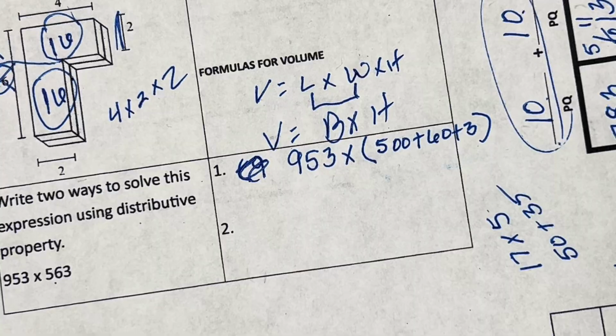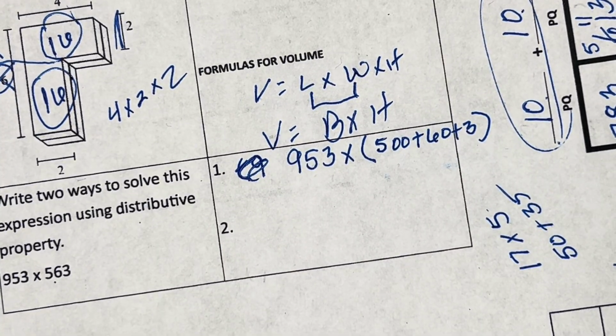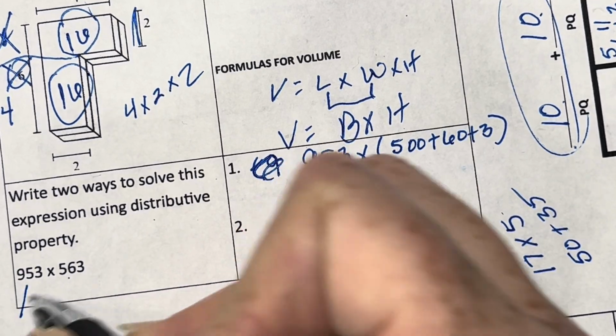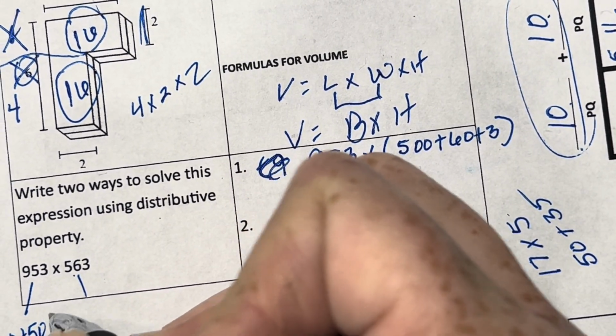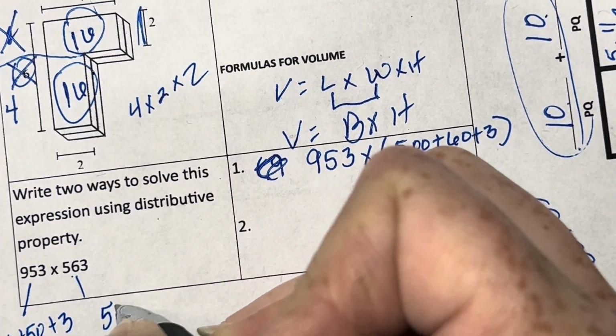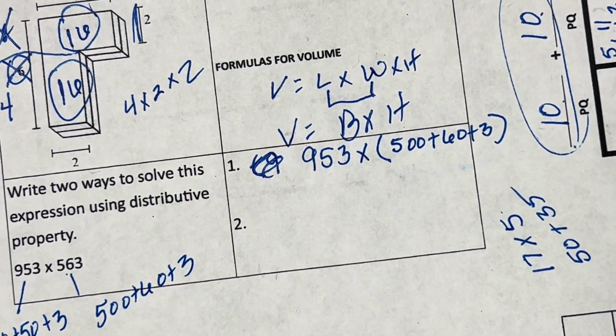Okay, and the final one. Let's do it the long way because I think we need a little extra practice with that. So we're going to decompose both of them. So 900 plus 50 plus 3, and then 500 plus 60 plus 3.